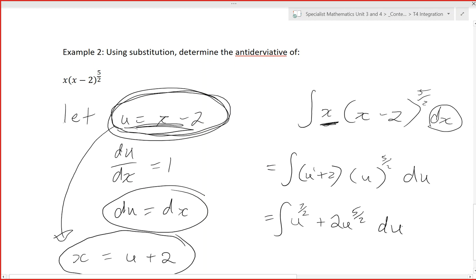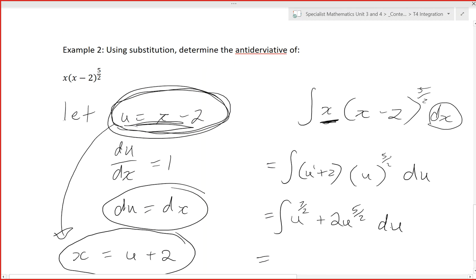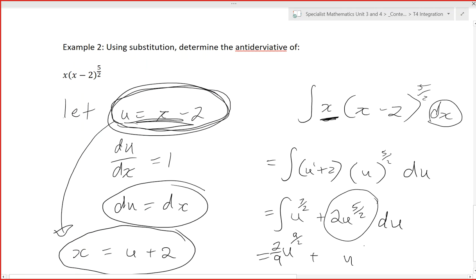So hopefully you can see now that because they're separated by a plus, the integration is a lot easier now. We add 1 to the power. So it becomes 9 over 2. And then we divide by that power. So when you divide by a fraction, you flip it. So it becomes 2 over 9 out the front. Very good, it becomes 7 over 2. Then we divide by that power. And there's a 2 out the front, so it becomes 4 over 7.